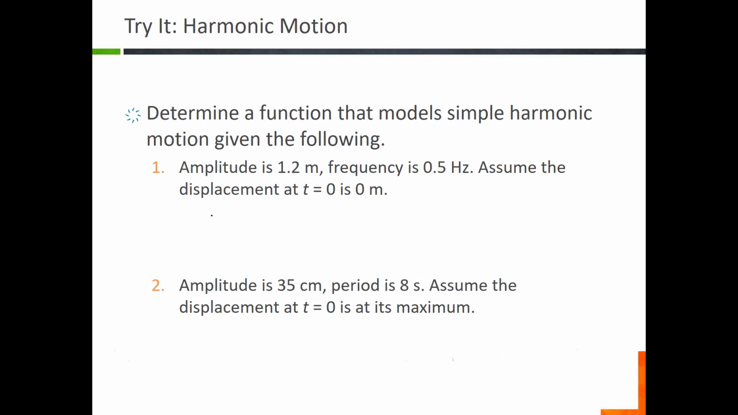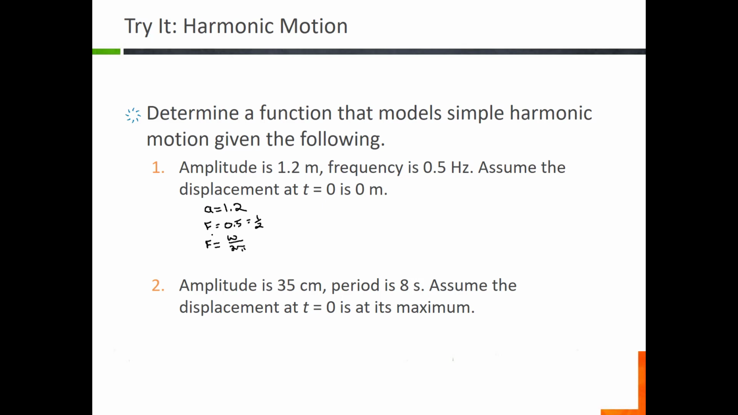So we know from this statement that this amplitude is 1.2. So we know A is 1.2. We know the frequency is 0.5, or if you wanted, you could write that as a half, a fraction. And so we're also going to need, I guess we don't need the period here, but we do need to find omega. And so we said a minute ago that the frequency was omega over 2 pi.